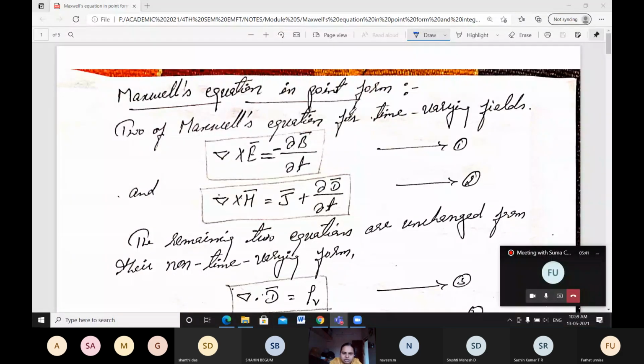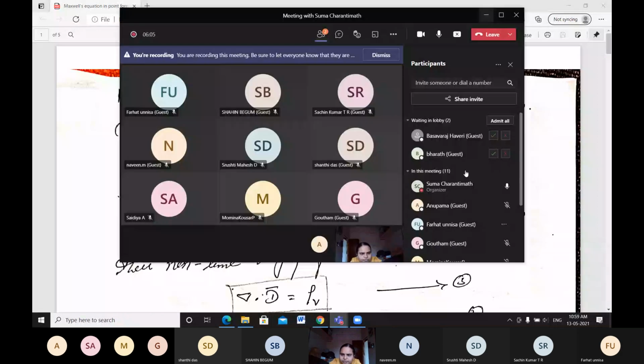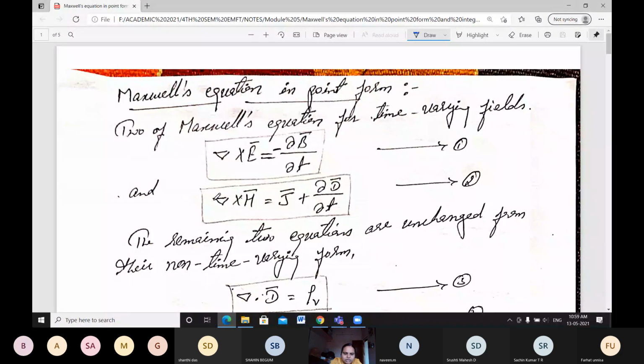Here, the two equations for time varying fields are taken as we already came to know. These two equations are del cross E, the electric field intensity, equals minus dou B divided by dou t, the magnetic flux density B. Then del cross H, the magnetic field intensity, equals J plus dou D divided by dou t, where J is the current density. These two equations we already came to know in the previous cases.